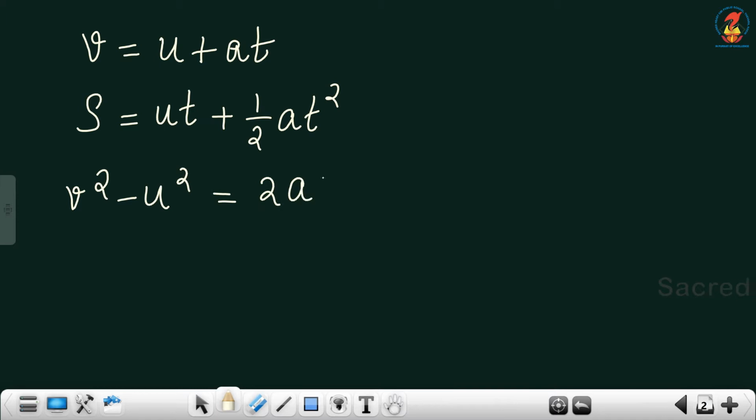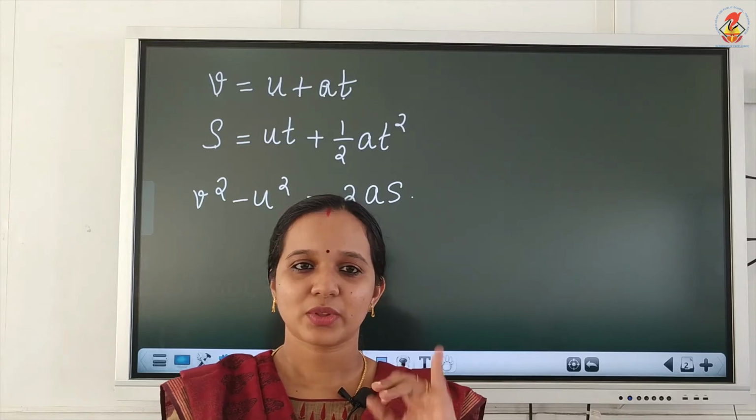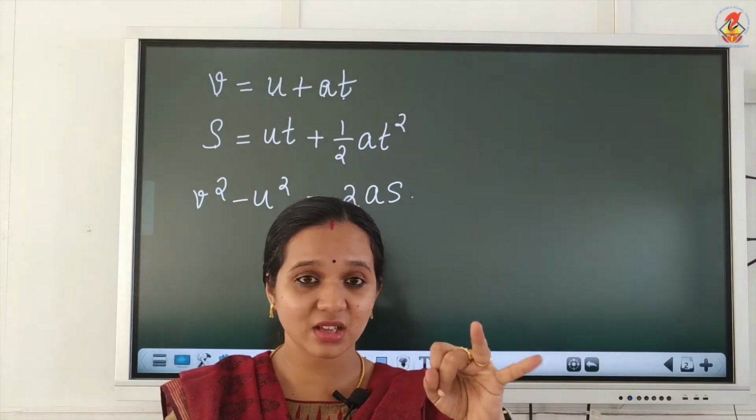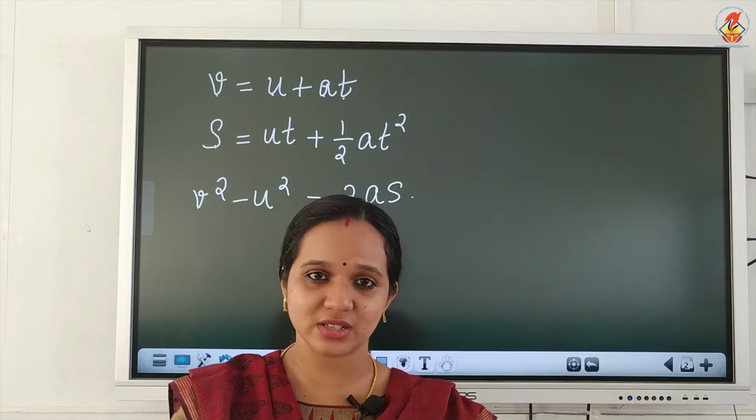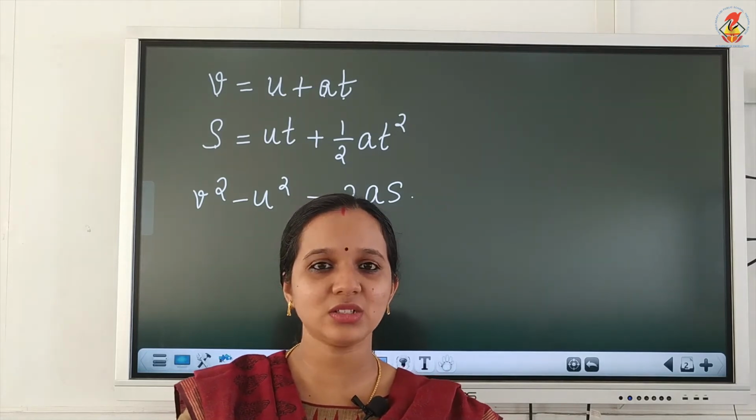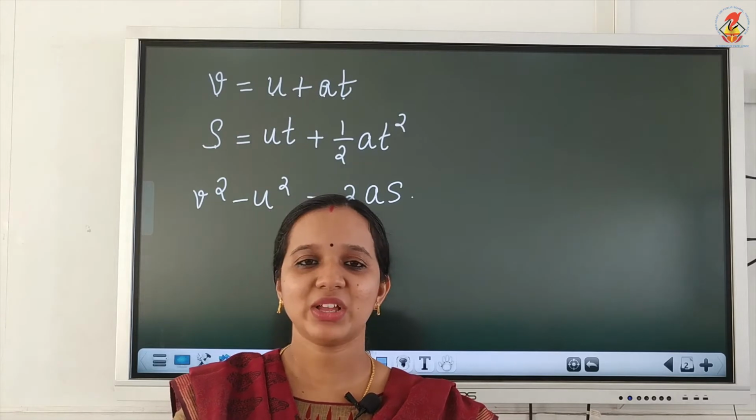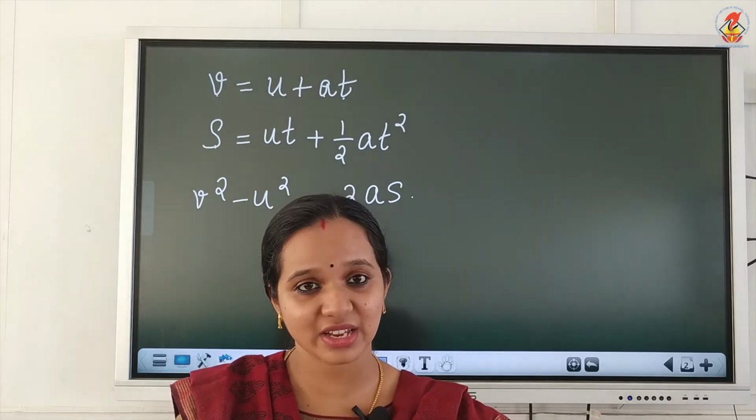v² − u² = 2as, where v is the final velocity, u the initial velocity, a the acceleration, t the time taken, and s the displacement. So, these three equations of motion relate velocity, acceleration and distance.